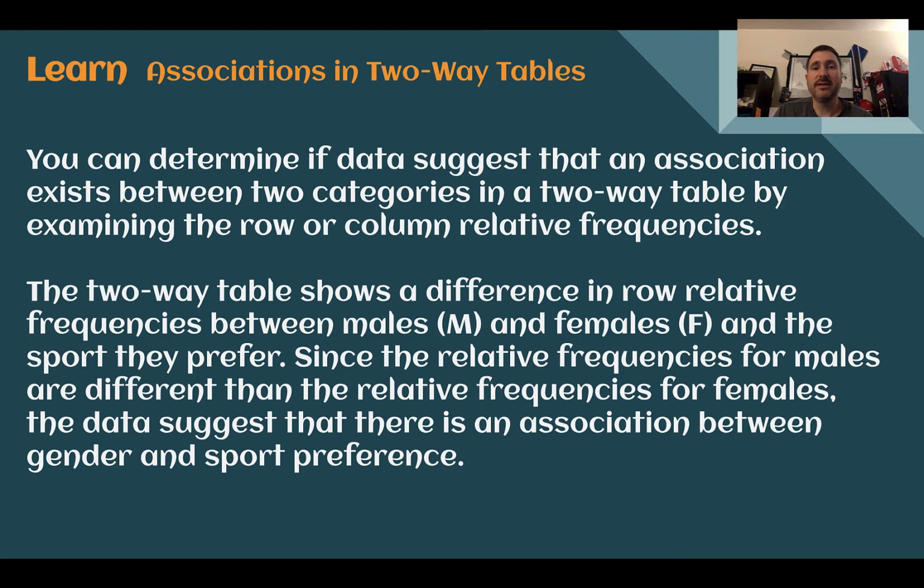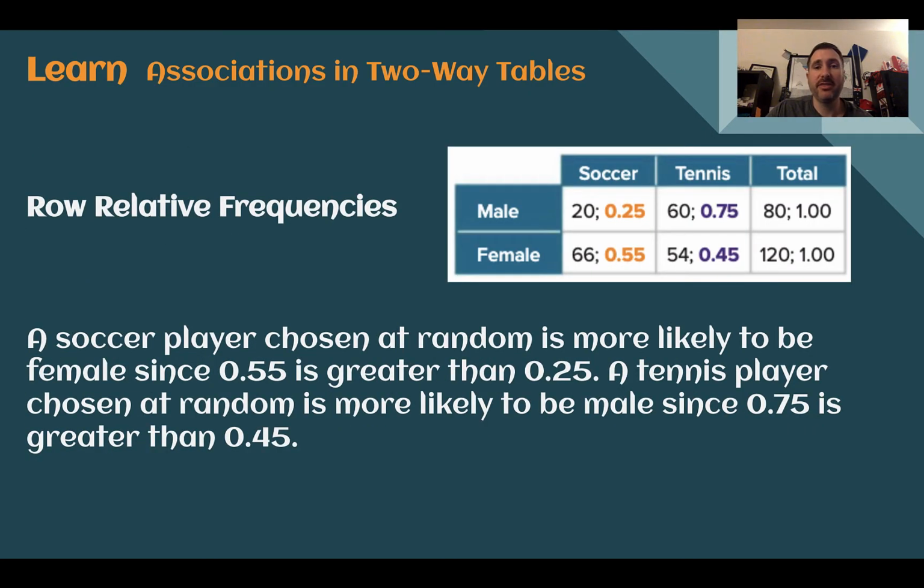The two-way table shows the difference in row relative frequencies between the males and females and the sport they prefer. Since the relative frequencies for males are different than the relative frequencies for females, the data suggests that there is an association between gender and sport preference. So here, looking at our row relative frequencies, 20 out of 80, so 0.25 of males prefer soccer, 60 out of 80 or 0.75 prefer tennis, 66 out of 120 or 0.55 prefer soccer for females, 54 out of 120 females prefer tennis.